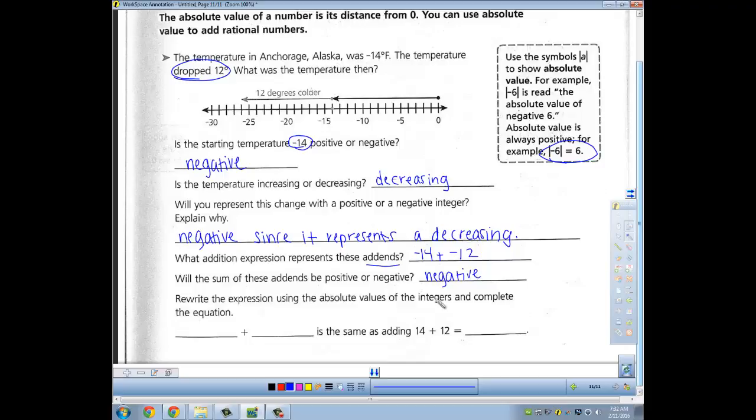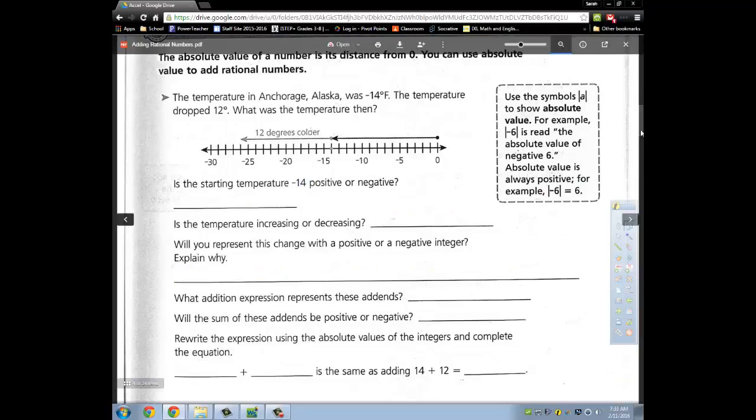Rewrite the expression using the absolute values of the integers and complete the equation. So we had negative 14, so I'm going to do the absolute value of negative 14. Plus, then we had negative 12, so absolute value of negative 12. So absolute value of negative 14 is 14, absolute value of negative 12 is 12, and 14 plus 12 is 26. Okay, so we are going to continue on with this problem on the next page.